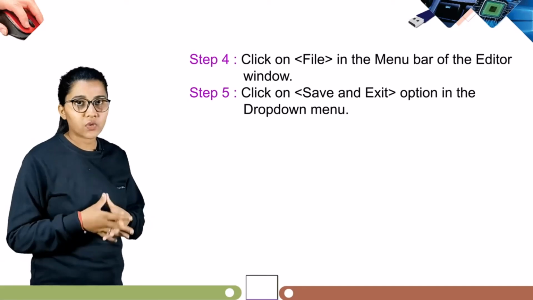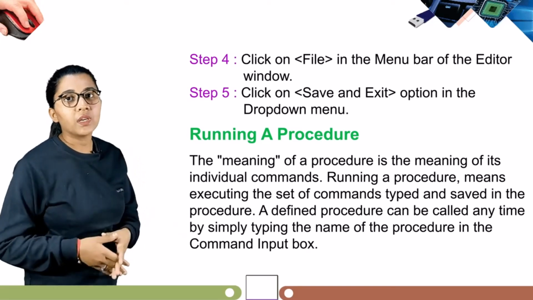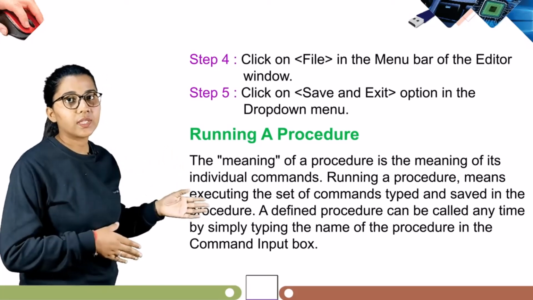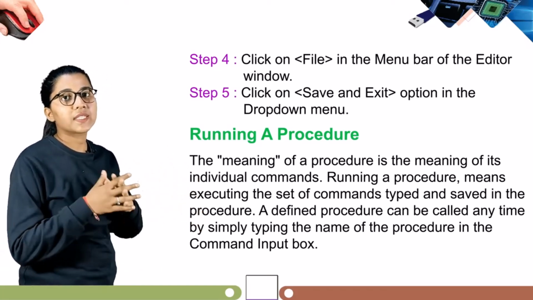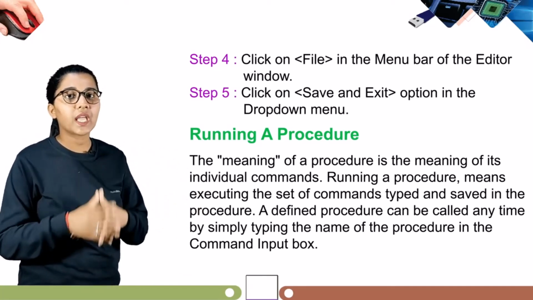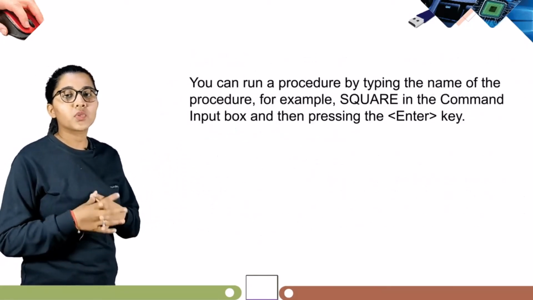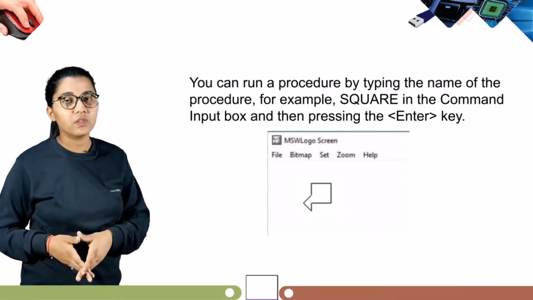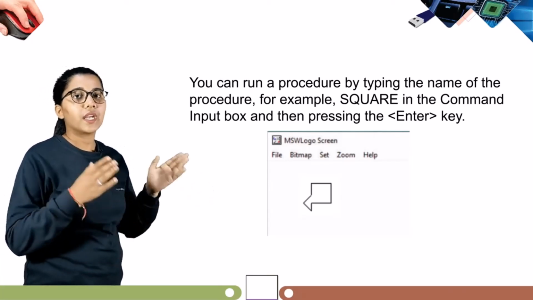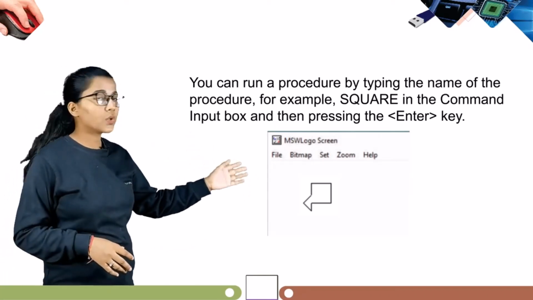Now students, our next topic is running a procedure. The meaning of a procedure is the meaning of its individual commands. Running a procedure means executing the set of commands typed and saved in the procedure. A defined procedure can be called any time by simply typing the name of the procedure in the command input box. You can run a procedure by typing the name of the procedure, for example square, in the command input box and then pressing the enter key. So students, you can understand this by this interface shown on your screens.